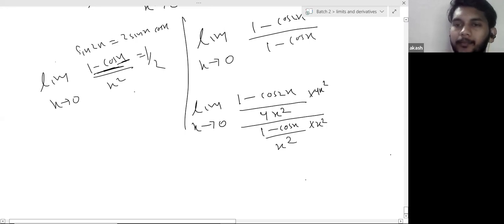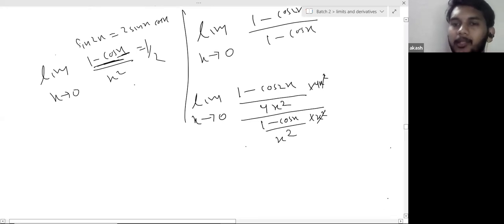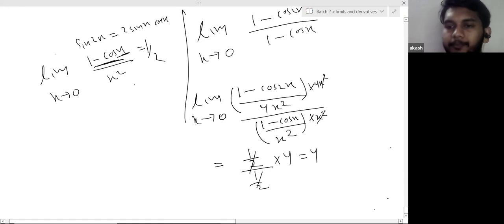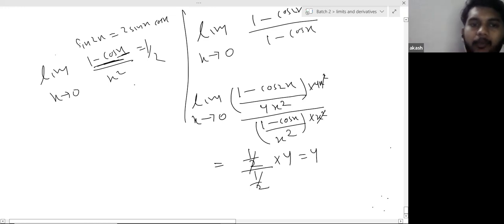All right. So this x square and x square is cancelled. Now I can apply the formula directly. This becomes half and this becomes half. So ultimately what we have is half upon half into 4. So this is cancelled. The answer is 4. This is one way to solve.